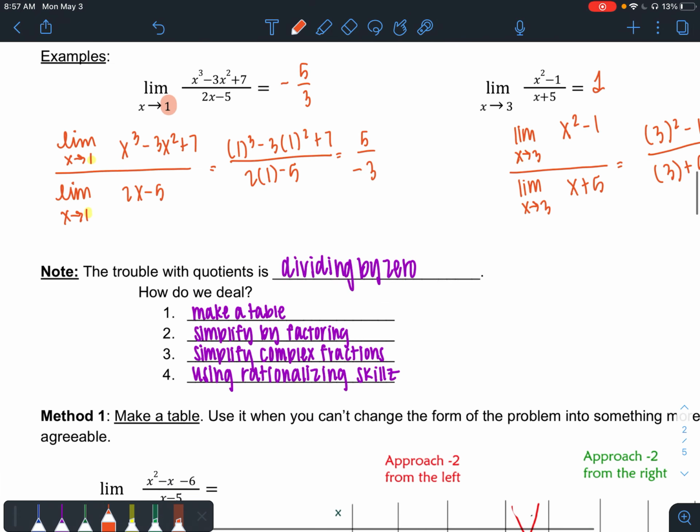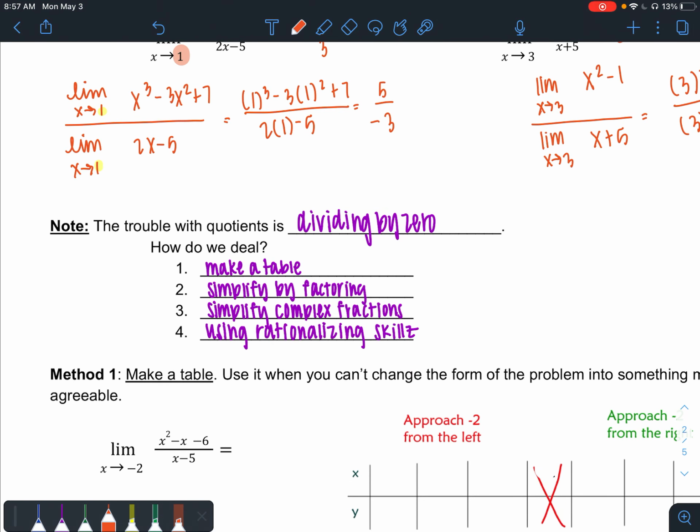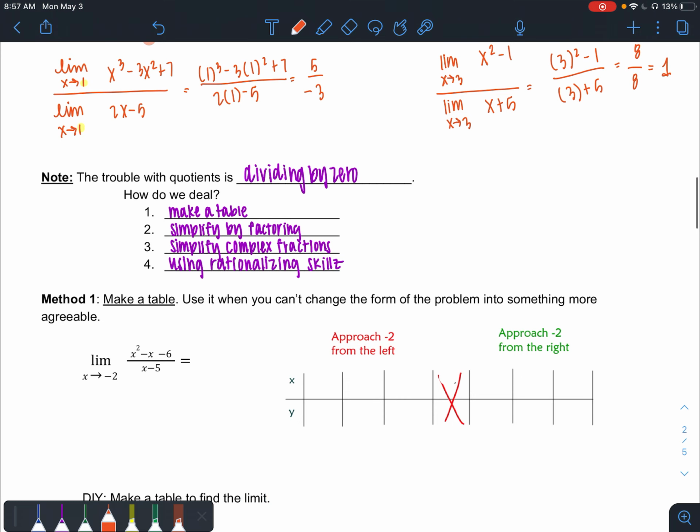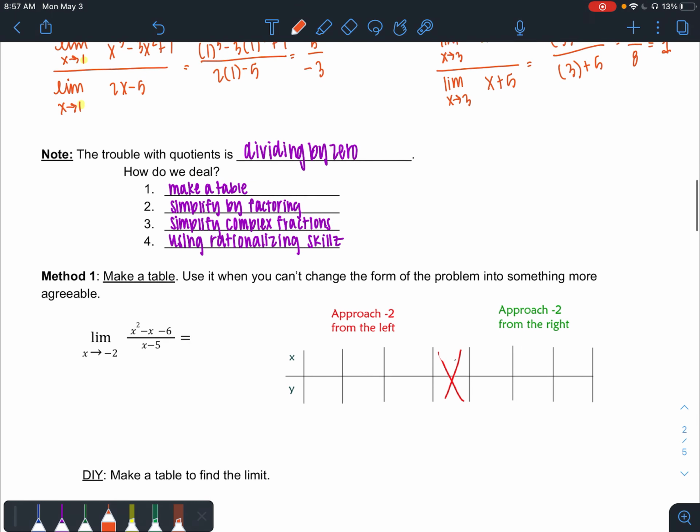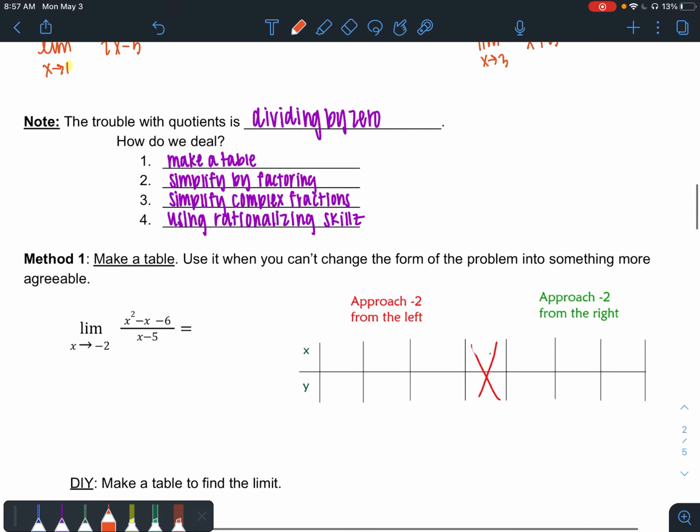Okay, so really where the problem is, is when we start dividing by 0. There are 4 different ways we can deal with that. We can make a table, we can simplify by factoring, we can simplify complex fractions, or we can use our rationalizing skills. Okay, here is our first method. It's make a table, and we're going to use this when we can't change the form of the problem into something more agreeable.